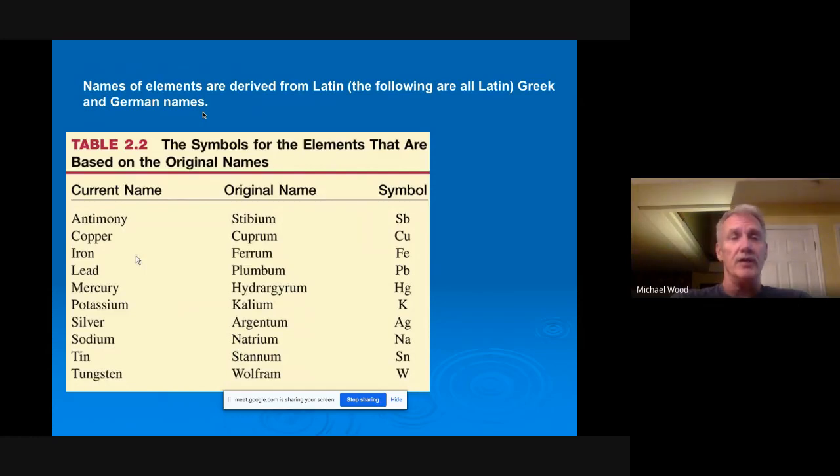So you can see iron is ferrum. Kind of an interesting little background to lead. Lead was used in the Roman world, in the ancient world, for plumbing, and thus the name plumbum. One thing that the Romans didn't know, though, is that if you're exposed to lead for too long, you get sick, and if you're exposed for a really long period of time, you could die. But that's where Pb for lead comes from.